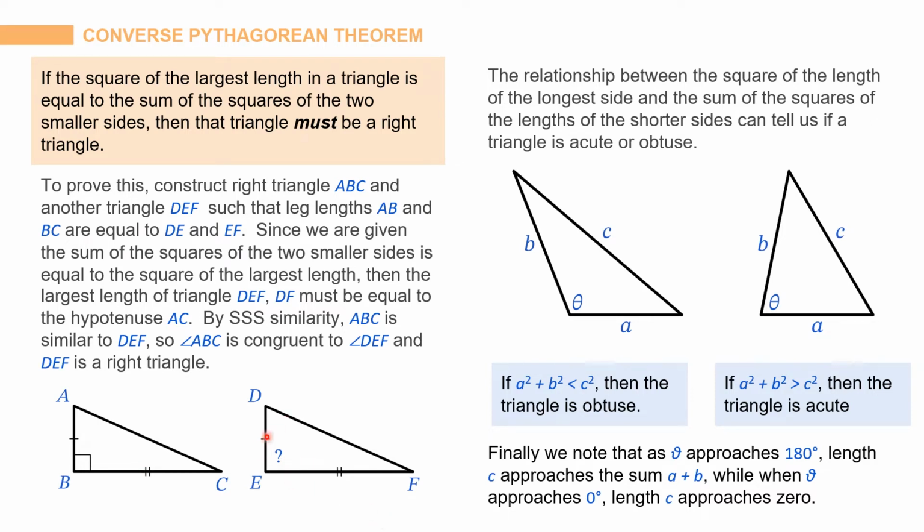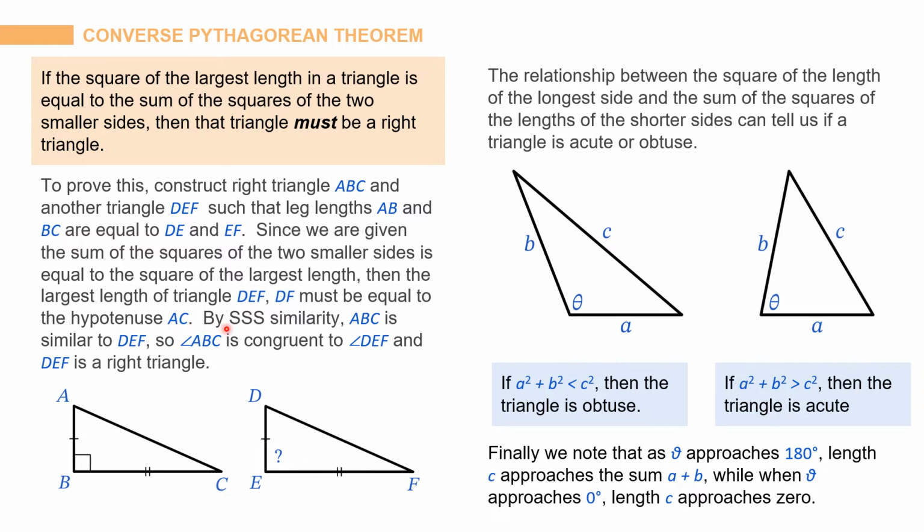So by having one bar on both of them, we represent that AB is congruent to DE and BC is congruent to EF. They both have the two bars. Since we are given the sum of the squares of the two smaller sides is equal to the square of the largest length, then the largest length of the triangle DF must be equal to the hypotenuse AC.